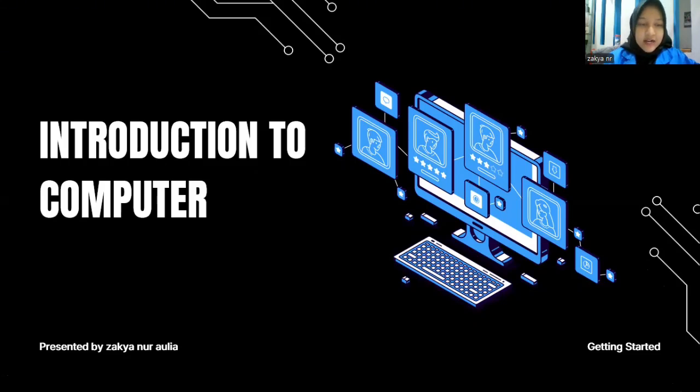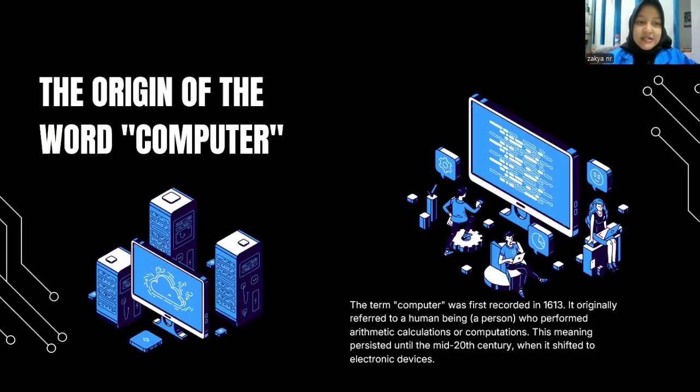Okay, first I will explain about computer. The origin of the word computer: the term computer was first recorded in 1613. It originally referred to a human being who performed arithmetic calculation or computation. This meaning persisted until the mid-20th century, when it shifted to an electronic device.